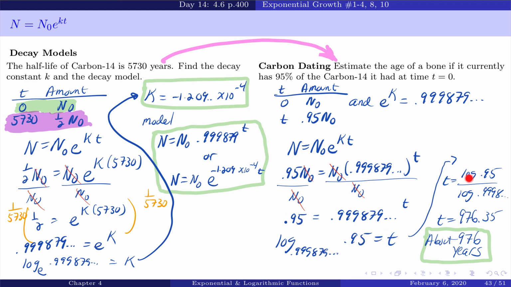I'm going to use change of base to say log of 0.95 divided by the log of 0.999879. Plug that into my calculator. I get 976.3, so roughly 976 years. It'll have 95% of the carbon-14 it had at time t equals 0.